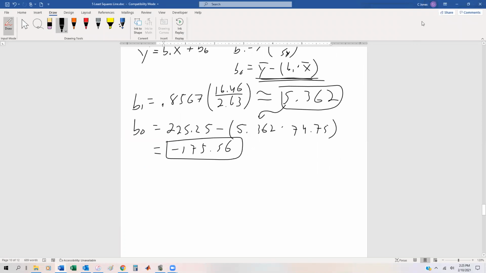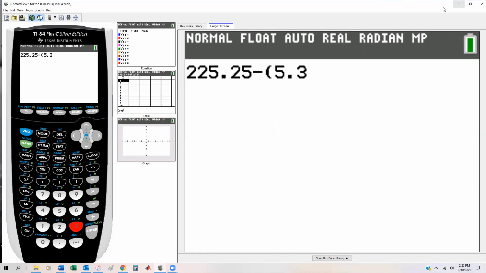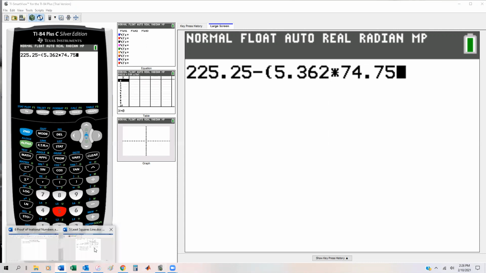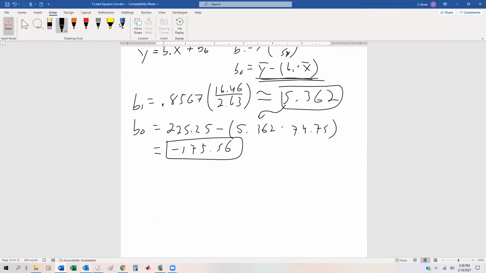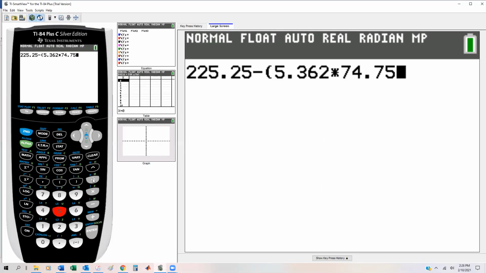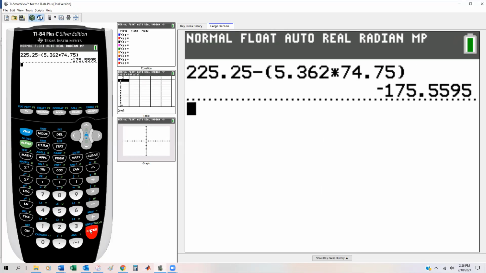So 5.362, and that was a really good number, really close. And then we multiply that by 74.75, which I believe was our X bar. And I'm just taking a look just to make sure I copied it down correctly. Okay, and we'll hit enter. And okay, so negative 175.56 is what we got the second time as well.